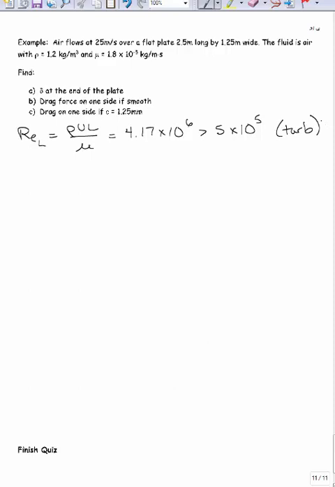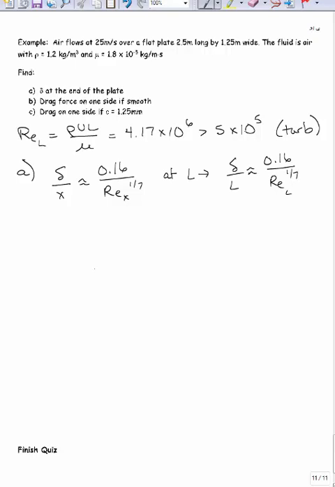Which means we're going to use our turbulent equations or our chart that's like the Moody chart. Part A says find delta at the end of the plate. What we had was delta over x was about equal to 0.16 over Reynolds number to the 1/7. Well, we want to find it at L. So delta over L is about equal to 0.16 over Reynolds number L to the 1/7. We already calculated our Reynolds number, and plugging in, we get delta is about equal to 45.3 millimeters at L.